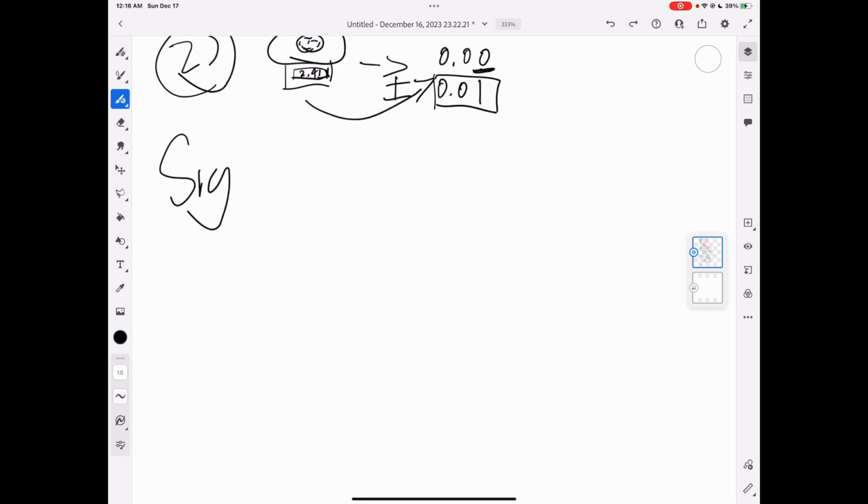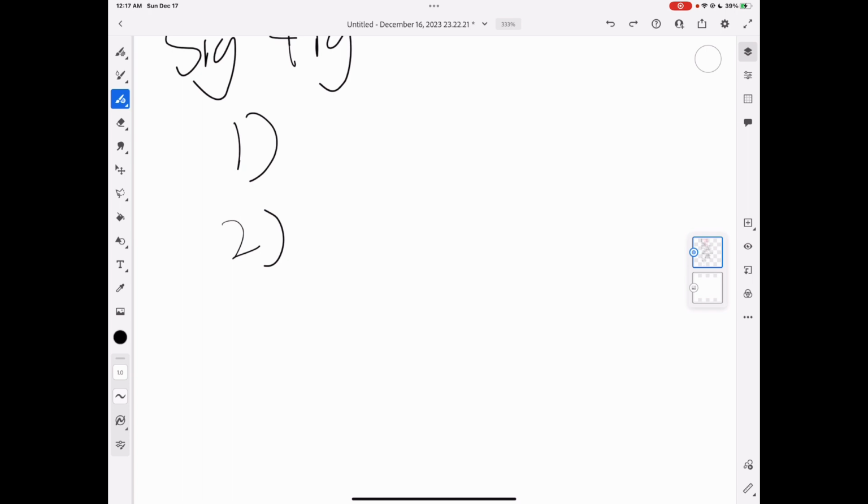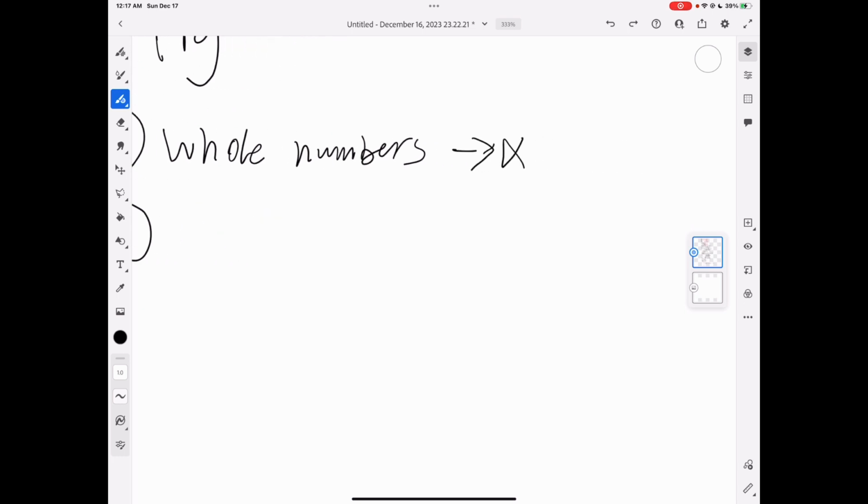So just quickly, let's review significant figures. There's just two quick rules. There's a few more, but these are things to go by. All whole numbers are significant digits, except for trailing zeros.